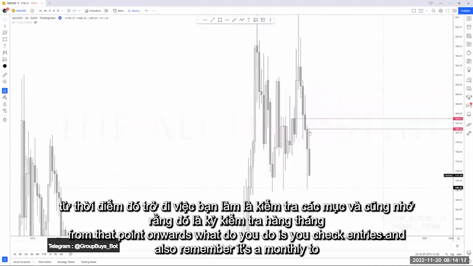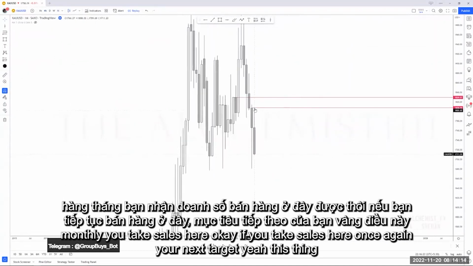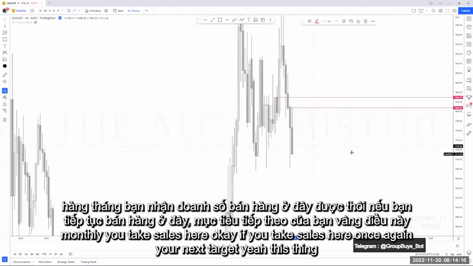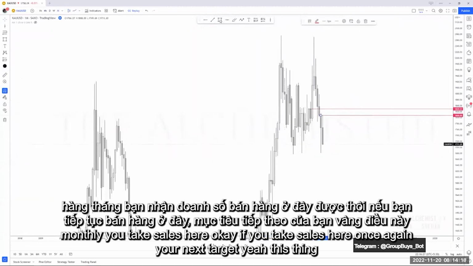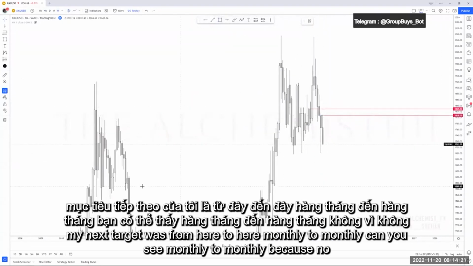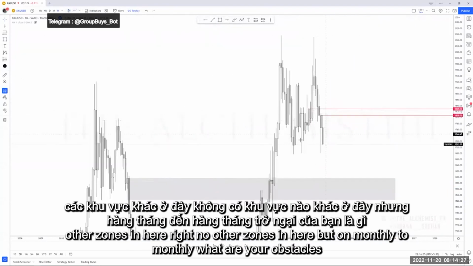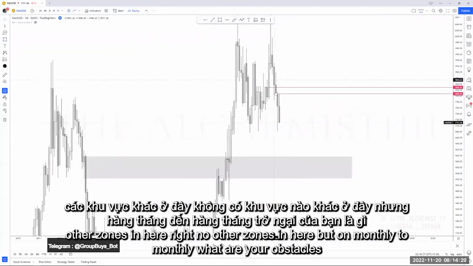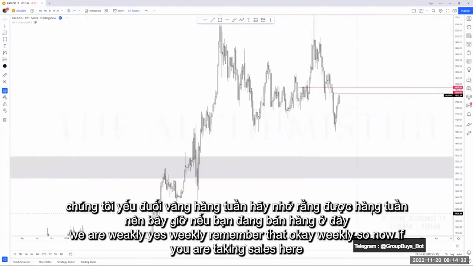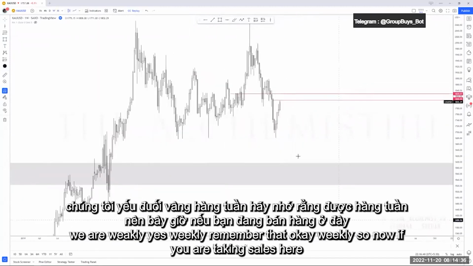And also remember, it's a monthly to monthly. If you take sales here, once again, my next target was from here to here, monthly to monthly. Can you see it? Because no other zones in here, right? But on monthly to monthly, what are your obstacles? Weeklies, yes. Weekly, remember that.